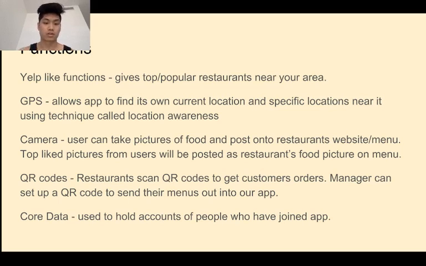The top-liked pictures from users will be posted as the restaurant's food picture on the menu. QR codes can be scanned by the restaurant so that the restaurant can get the customer's orders. The manager can set up a QR code to send their menus out into our app. We'll be using Core Data to hold accounts of other people who have joined our app.